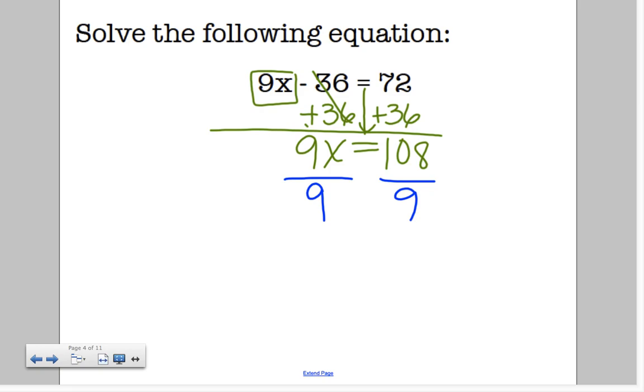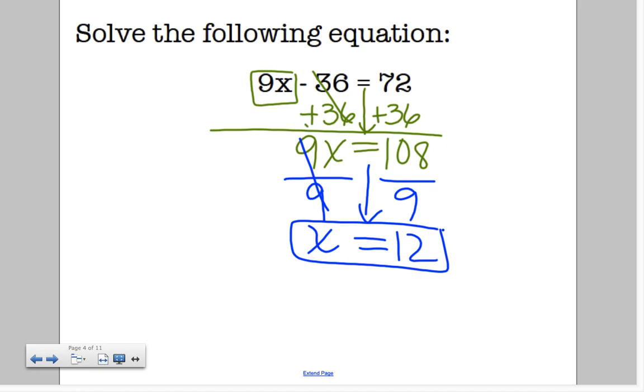All right, so we got 1X here. So we bring our X down, bring our equal sign down. And what's 108 divided by 9? So what does 1X actually equal in this case? Alex? 12. Now, are we done? Nope.